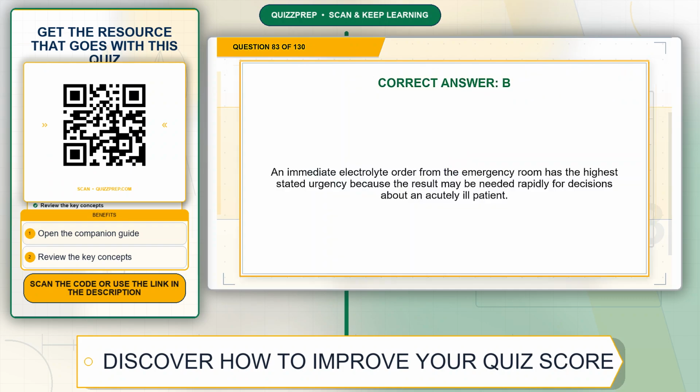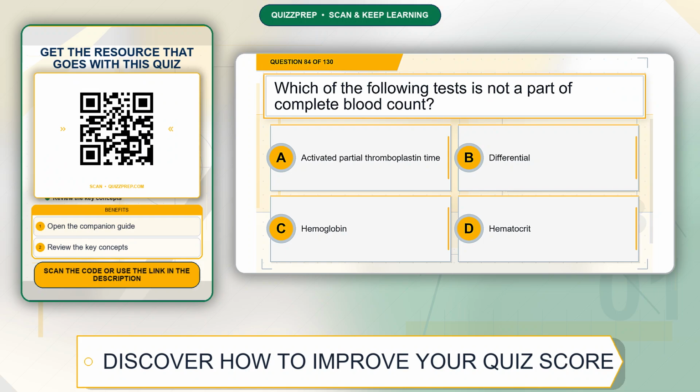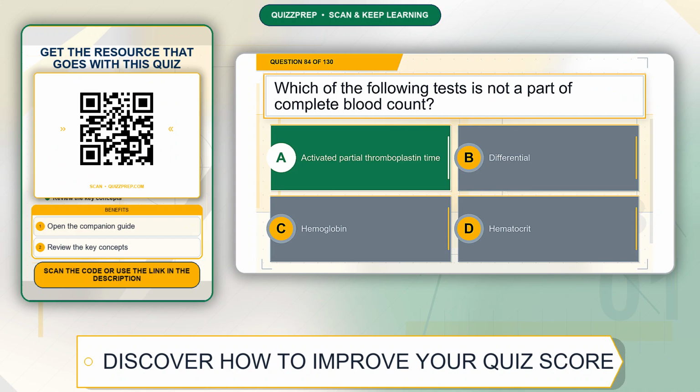Explanation. An immediate electrolyte order from the emergency room has the highest stated urgency because the result may be needed rapidly for decisions about an acutely ill patient. Question 84. Which of the following tests is not a part of complete blood count? Option A, activated partial thromboplastin time. Option B, differential. Option C, hemoglobin. Option D, hematocrit. The correct answer is option A, activated partial thromboplastin time.